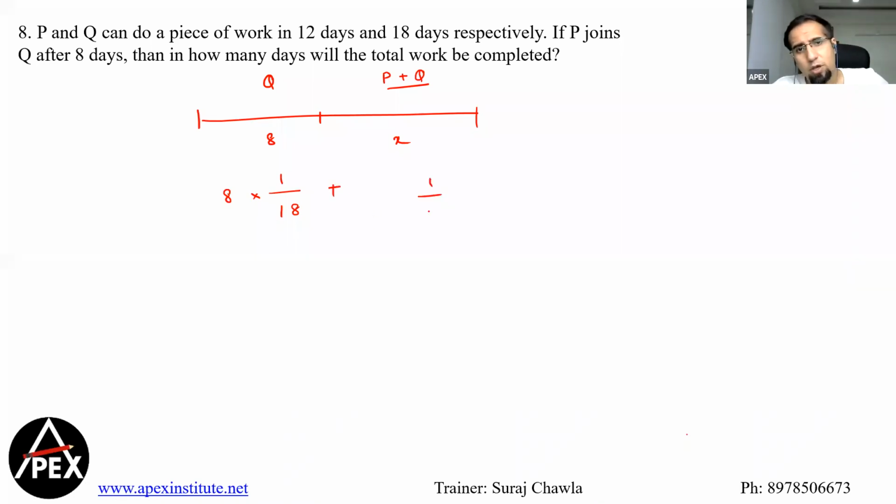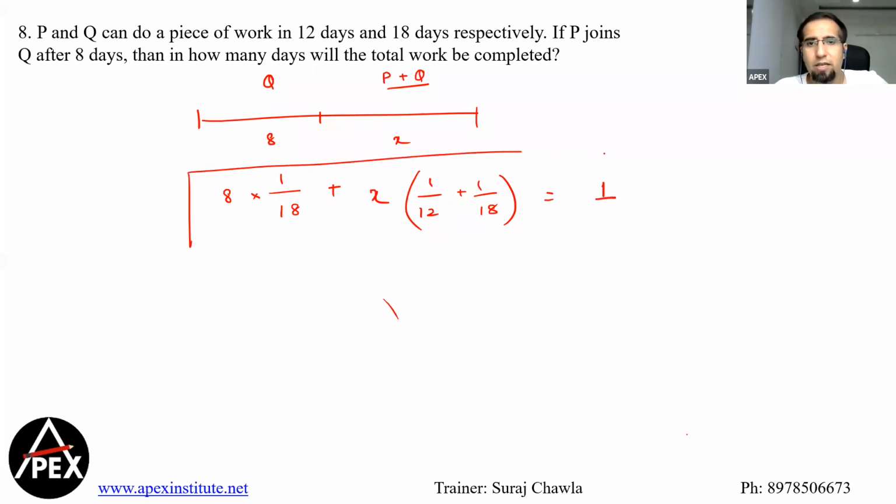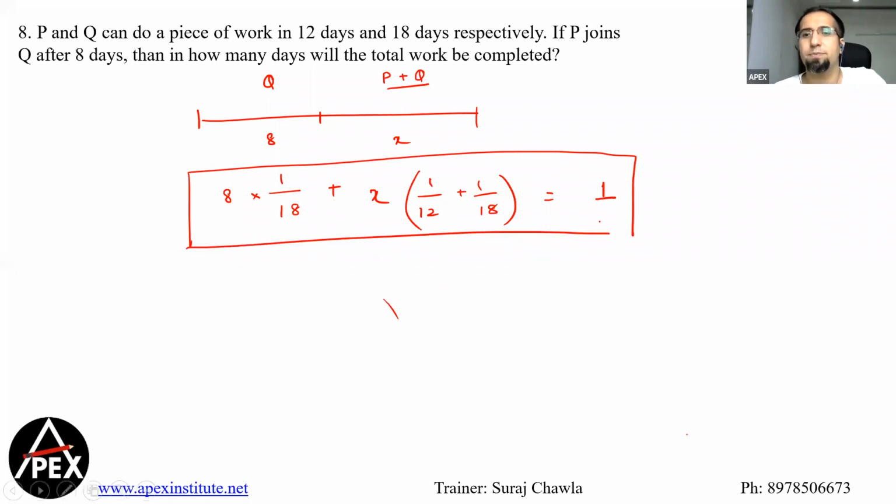Plus, in one day, P plus Q will do 1 by 12 plus 1 by 18th of the work. In x days, they will do x into this much. And this is my total work, that is equal to 1. So you solve this and get the answer. And this is going to be your answer.